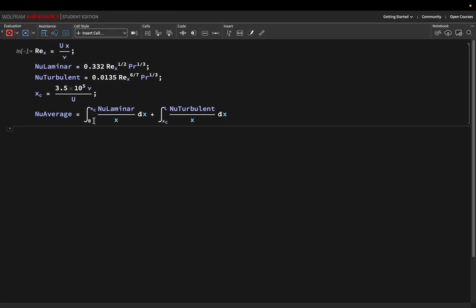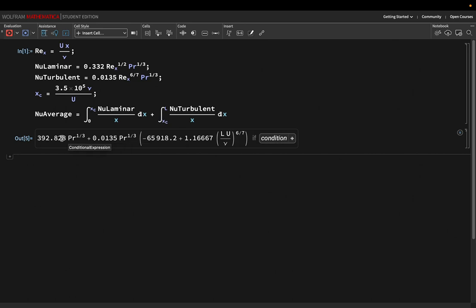So the average Nusselt number is the integral from 0 to the critical point of x, where you integrate the laminar part, and from critical to L, you integrate the turbulent part. If you do the integration, this is the correlation I'm getting in terms of the Prandtl number, etc. These are conditions just to ensure whether it's positive or negative, but otherwise this is the correlation I'm getting. This would not be the same if you change the transition point to, say, 5 times 10 to the power 5, and then you get a different answer. You can substitute a given Prandtl number and see how this value changes.